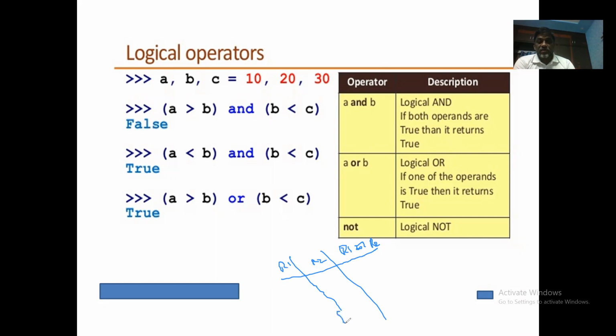Okay. So now how does it work? If both the relational expressions are true, then R1 or R2 is going to be true.